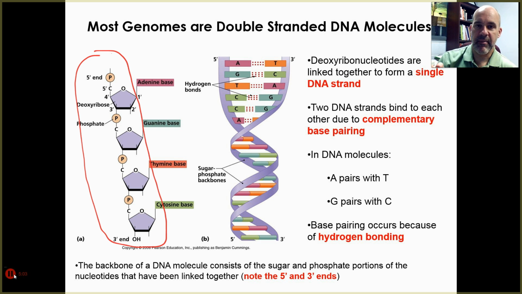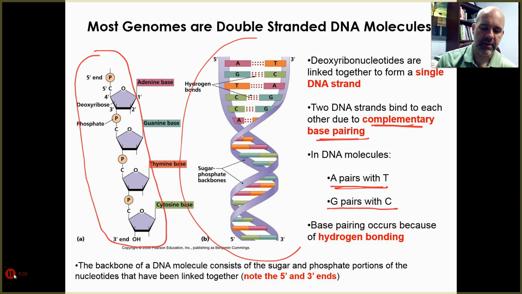Now, in a double-stranded DNA molecule, you have two of these single strands that are held together through what's known as complementary base pairing. What that means is an adenine nitrogen-containing base on one strand will always be paired with a thymine on the other strand. A G on one strand is going to be paired with a C on the opposite strand. And so you can see that here in our generic DNA molecule diagram. A over here paired with T, G over here paired with C.